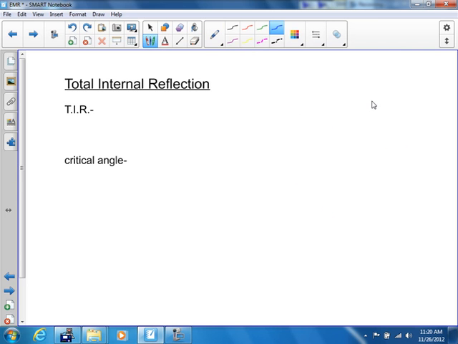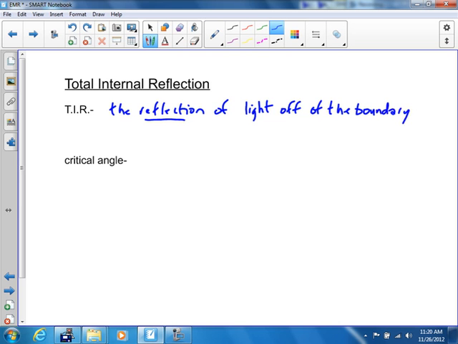Total internal reflection is the reflection of light. Really, we're talking about any kind of EMR, but realistically, what kind of EMR are we usually talking about here? Visible light, right? The reflection of light off of the boundary between two media when a certain angle of incidence is exceeded.